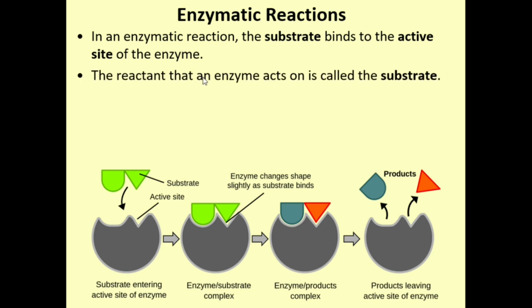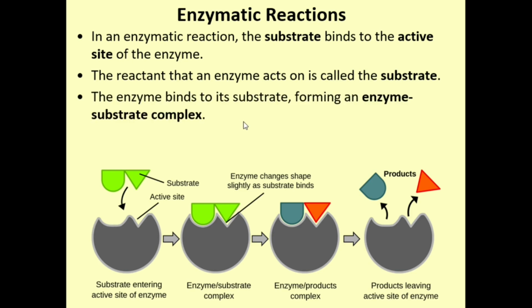So the reactant that the enzyme acts on is called the substrate. So we can see here that the substrate is this green shape here. The substrate will come in and it will attach to the enzyme at the active site. Once they are bound together, we have something called the enzyme substrate complex. So that's what we can see here. That's when you now have the enzyme with the substrate inside the active site.